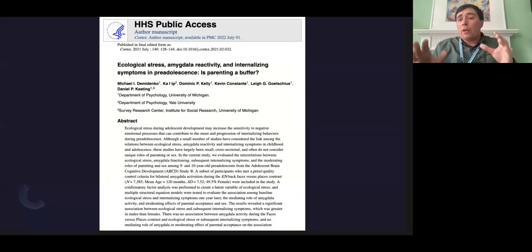So we took the ABCD data, we looked at the 9 to 10-year-olds, which was the baseline, and we also looked at the first follow-up, which was all that was released at the time. We measured amygdala activation with an emotional n-back task, specifically the faces versus places task. And what we found is a significant association between ecological stress and internalizing symptoms. We found no association between amygdala activity during the faces versus places contrast and ecological stress or subsequent internalizing symptoms, and no mediating role of the amygdala or moderating effect of parental acceptance on the association between ecological stress and internalizing symptoms. The paper is way better at describing that than I did, but I hope that's a shortened version.